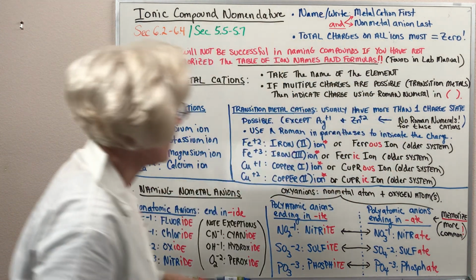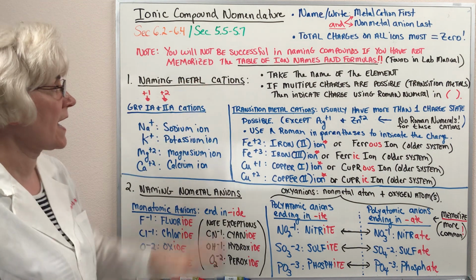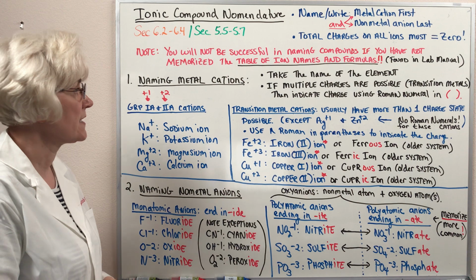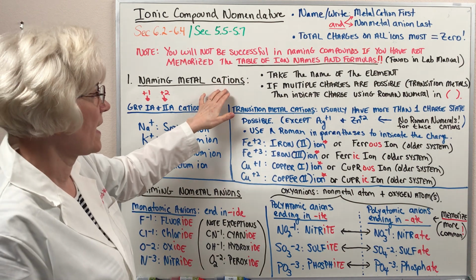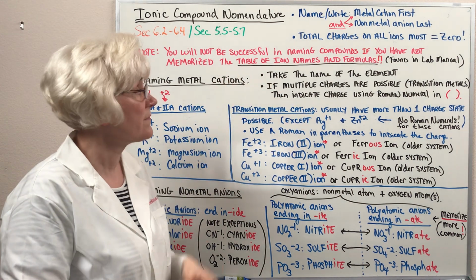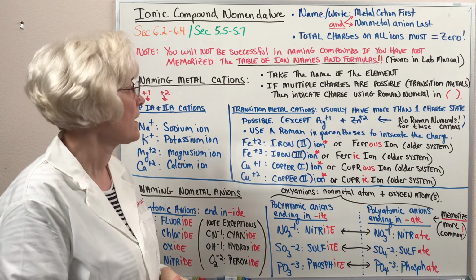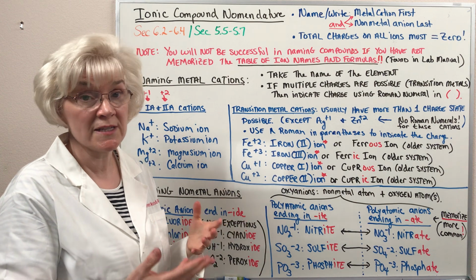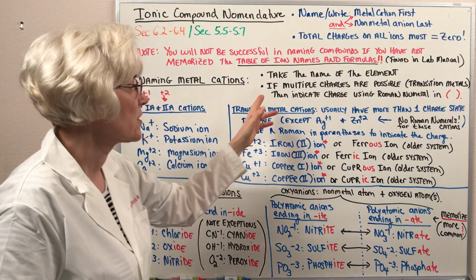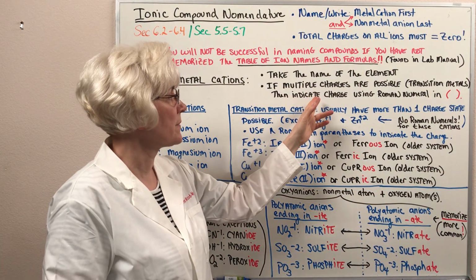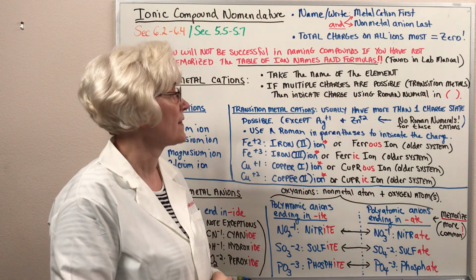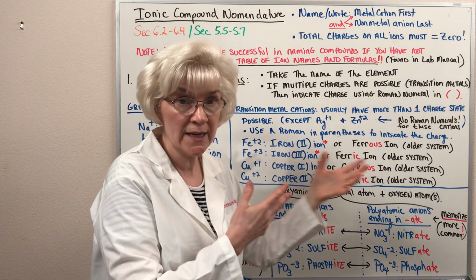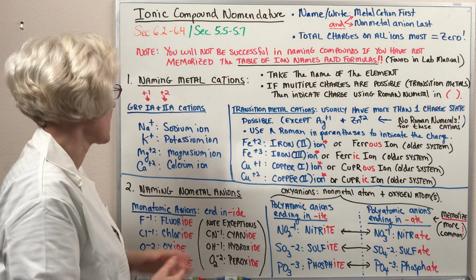Okay, so let's take a look at how we name metal cations and then non-metal anions in closer detail. Metal cations take the name of the element they come from. If there are multiple charges possible, as would be the case with transition metals, then you're going to need to include an extra step by indicating the charge on the ion using a Roman numeral in parentheses. And we're going to illustrate these with some examples below.